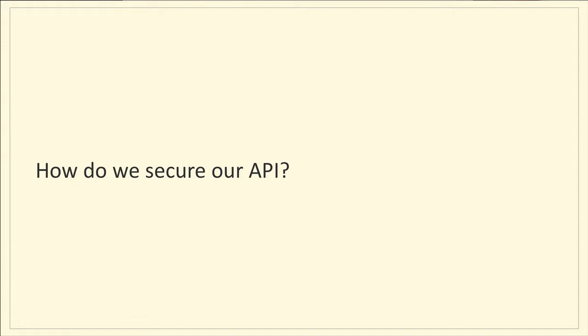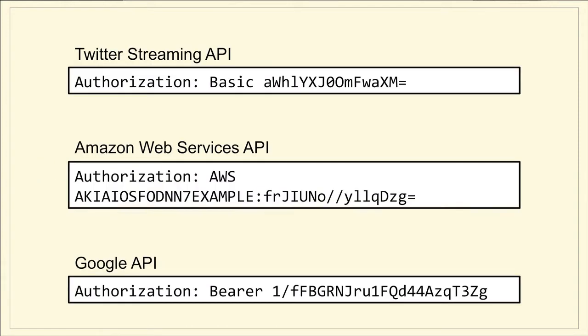So security. I know through some of our Apogee webcasts we've talked about security before. We're going to touch on it again because it's a pretty important thing. The Twitter API uses, for their streaming API anyway, they have the option of using HTTP basic authentication, which is essentially a username and password base64 encoded.